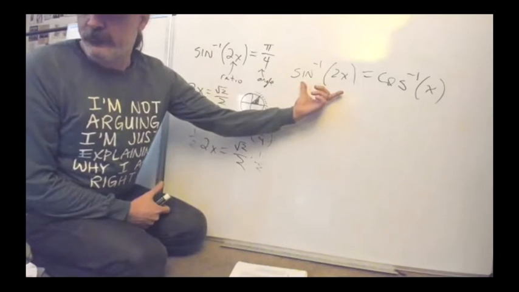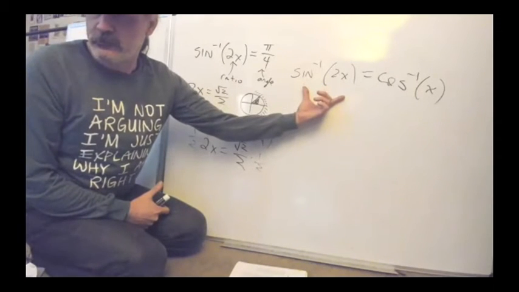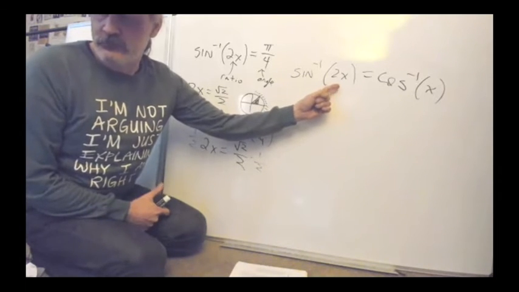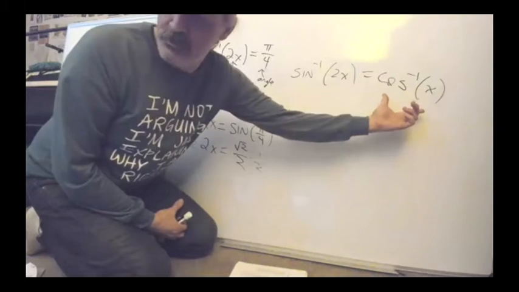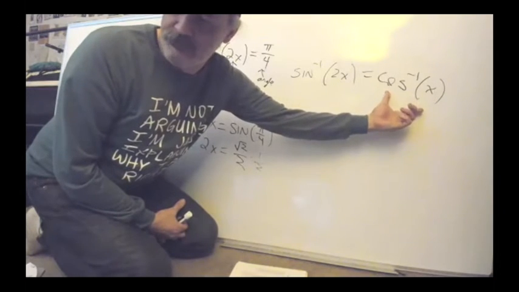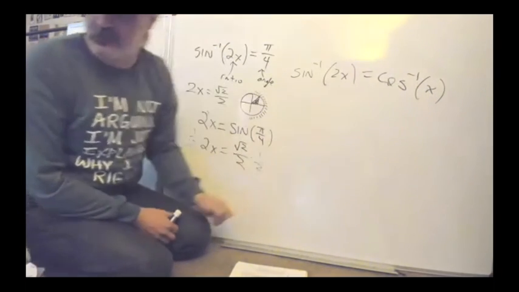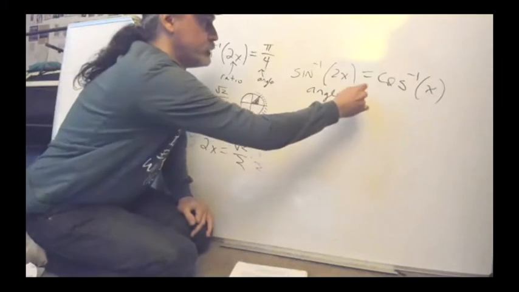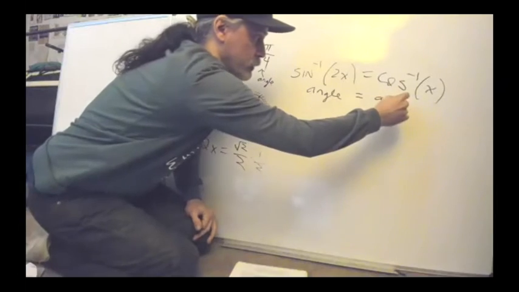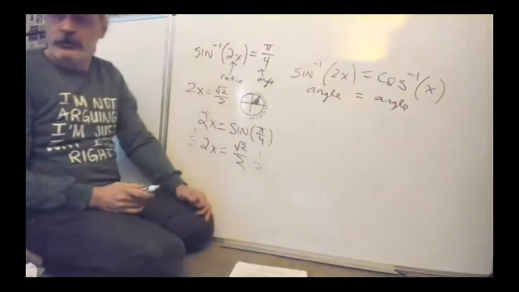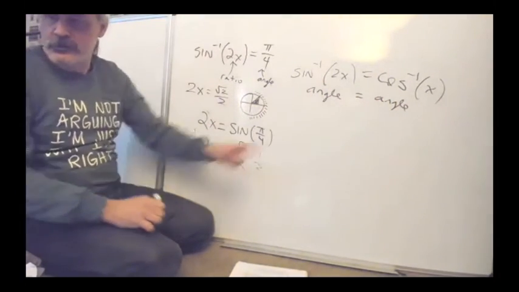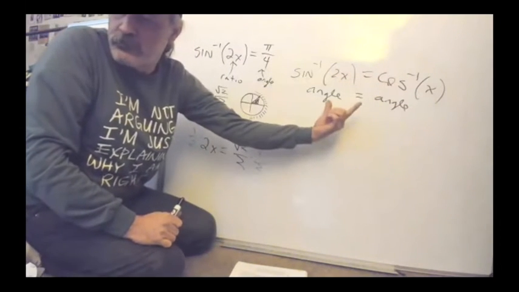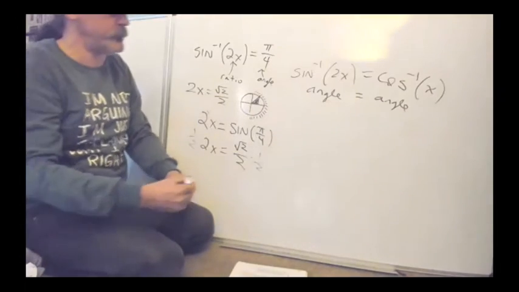This is saying the angle from the sine function that had a ratio of 2x is the same angle from the cosine function that had a ratio of x. That's what that's saying. So whatever angle this is, it's the same as the angle on the right side. The only thing we know about the ratios is that the sine ratio is double the cosine ratio wherever this occurs. So we're looking for that in the unit circle.